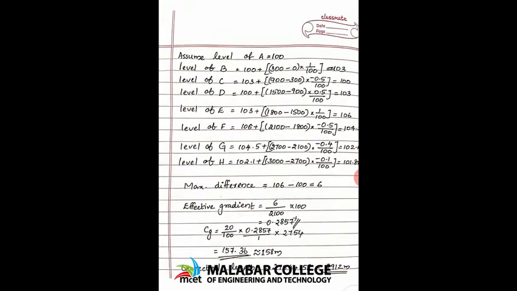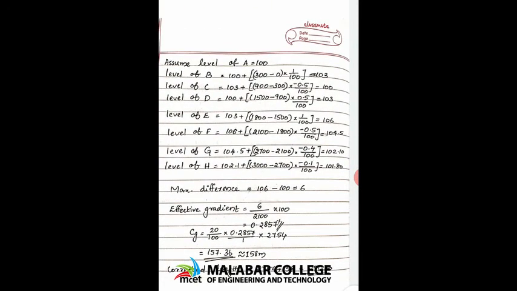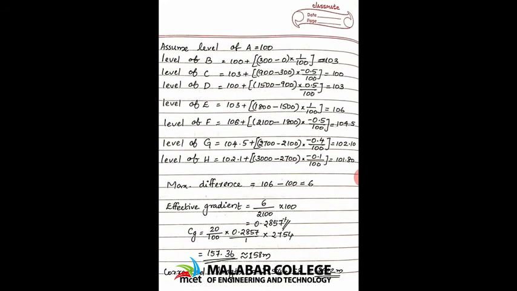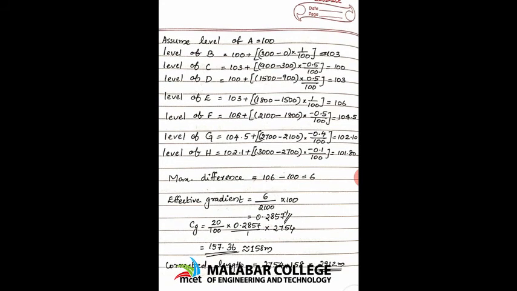Then find the maximum difference. The maximum elevation is at point E, whose level is 106, and the minimum elevation is at A. Hence the difference is equal to 106 minus 100, that is equal to 6. Then the effective gradient is equal to the maximum difference divided by the basic runway length, into 100.